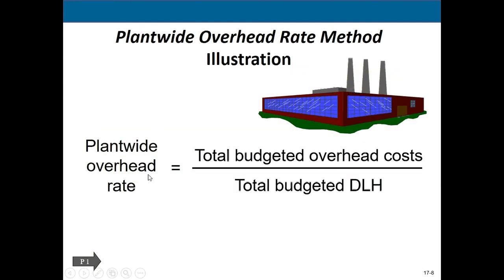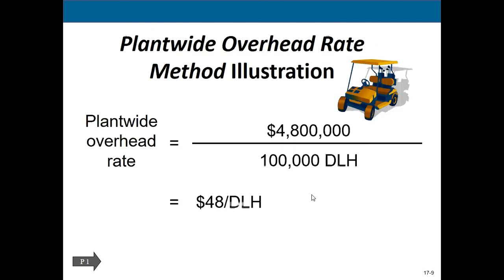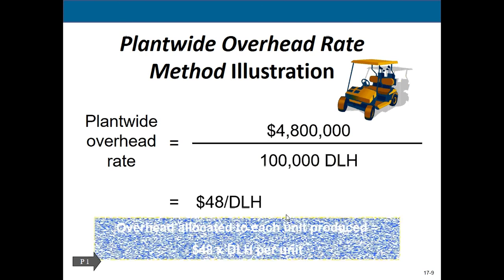So when we try to find our plant-wide overhead rate, this again is just a refresher. It's what we've already learned. We take our total budgeted overhead cost. In a previous chapter we called it estimated overhead cost, same thing. And we divide it by our activity driver. In this case for CartCo, it's going to be direct labor hours. So they're going to take the $4,800,000 and divide it by 100,000 direct labor hours. And that means that for every hour they work on a go-kart, whether it's standard or custom, $48 of factory overhead will be applied to that go-kart.